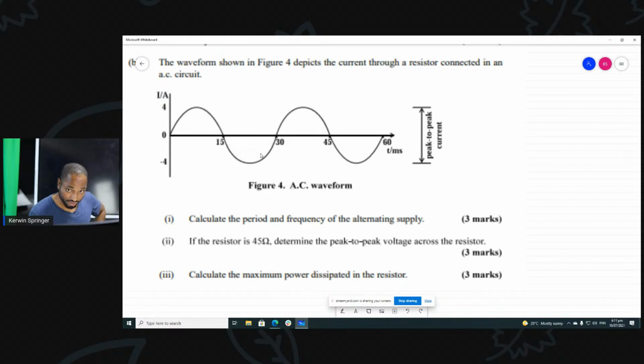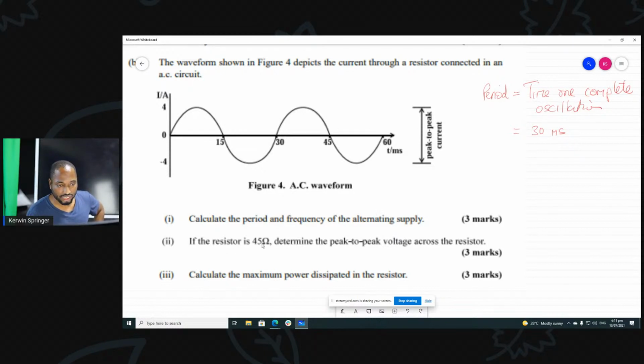So the period is equal to the time for one complete oscillation. If you're seeing it blurry, you just need to change the settings on your side. Period is the time for one complete oscillation. Calculate the period and frequency, time in milliseconds. So it's going to be 30 milliseconds. Did I say seconds just now?